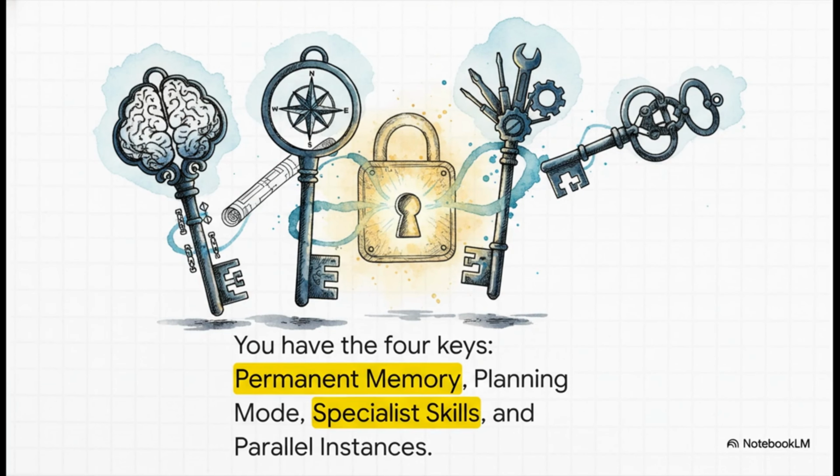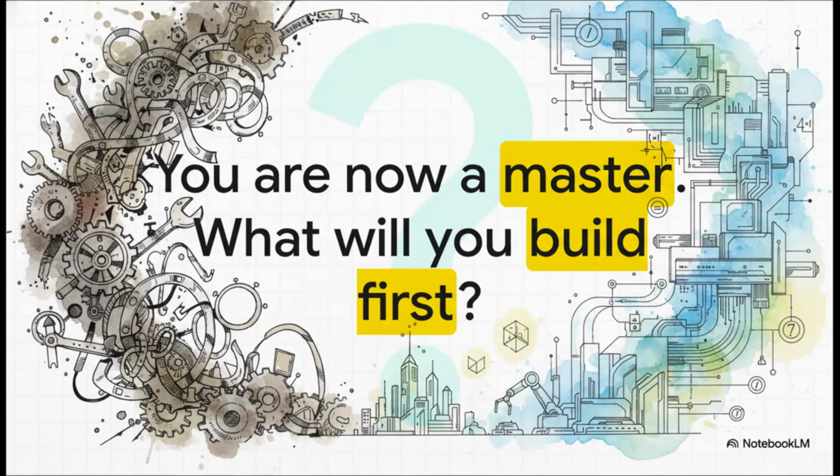So there you have it. Those are the 4 keys. When you combine the permanent memory of the CLAUDE.md file, the smart alignment of planning mode, the deep expertise of specialist skills, and the raw speed of parallel instances, you stop being just a casual user and become a true power user. This really is the difference between good and great, you know?